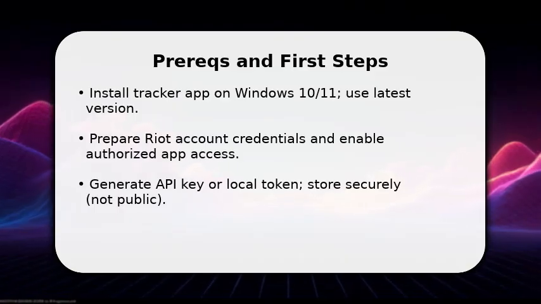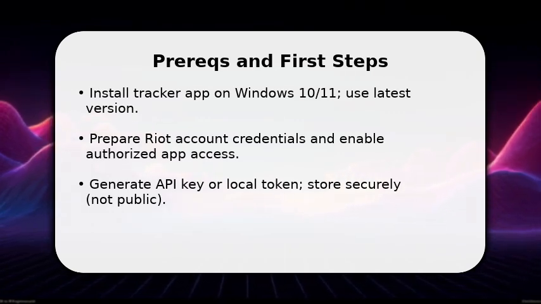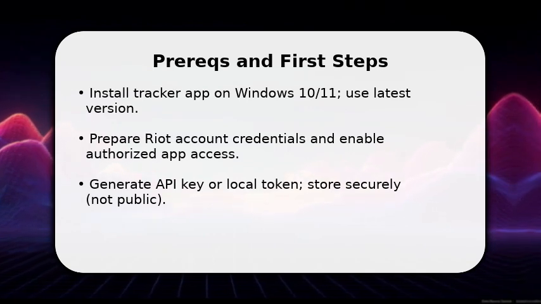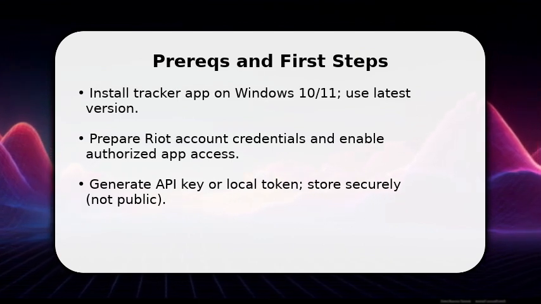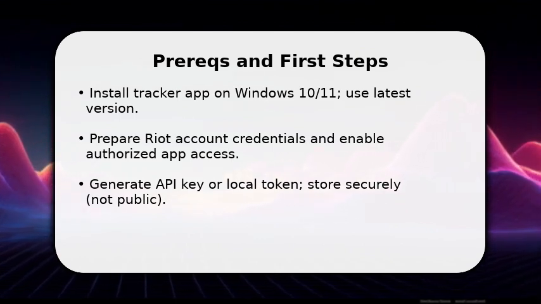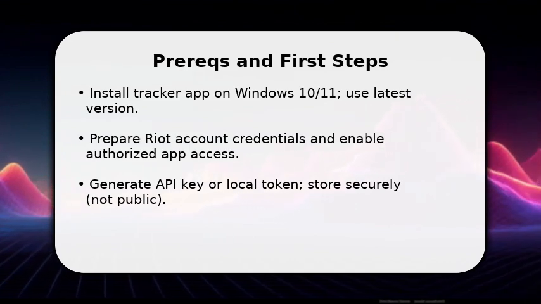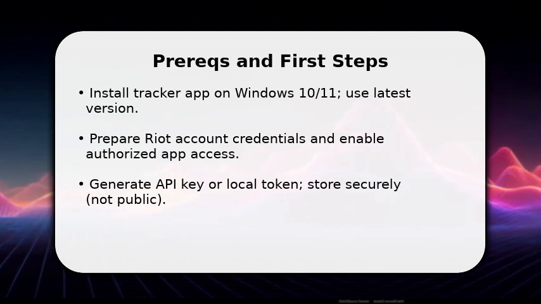You start by getting the tracker software and Riot access ready. This is where the process actually begins. Download and install the tracker, then sign in with your Riot account and grant the minimum app permissions required for match data. Once done, generate a private API key or local token inside the tracker settings and save it in a secure file or password manager.